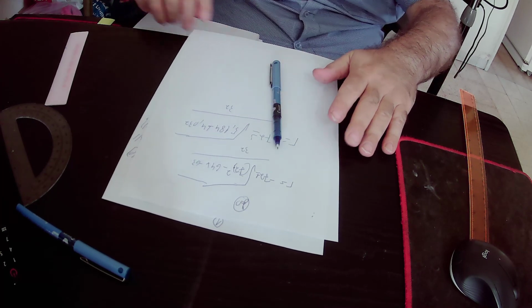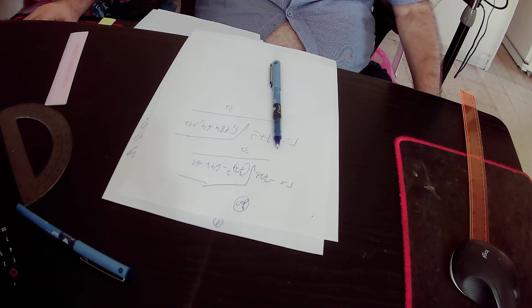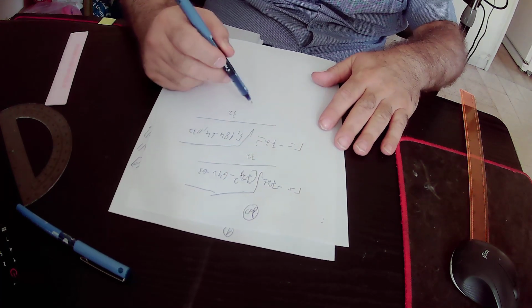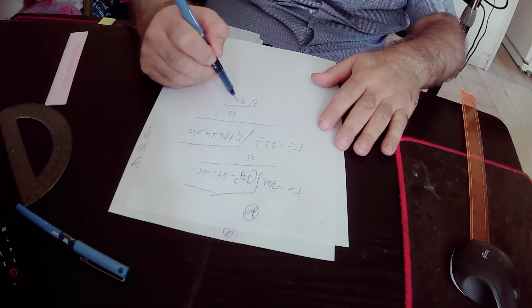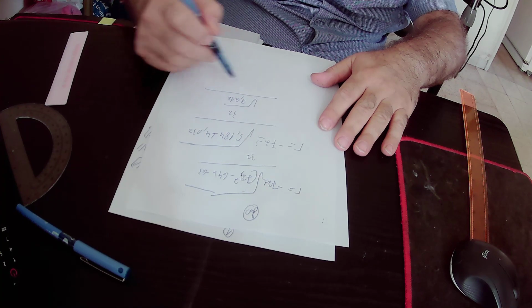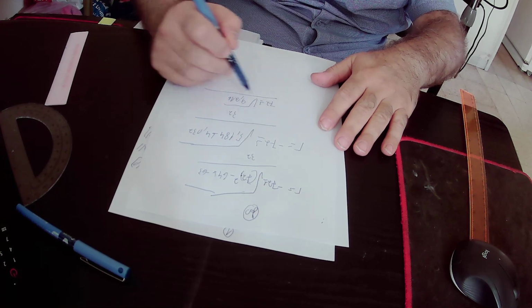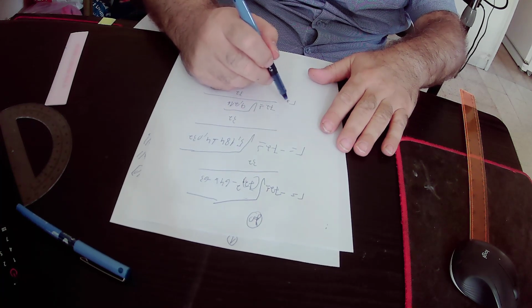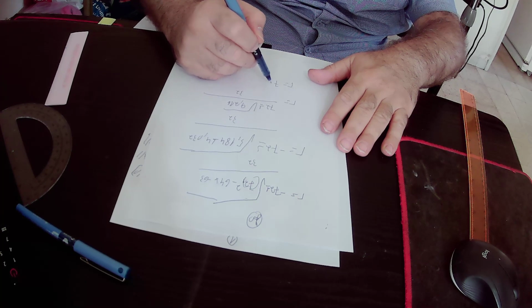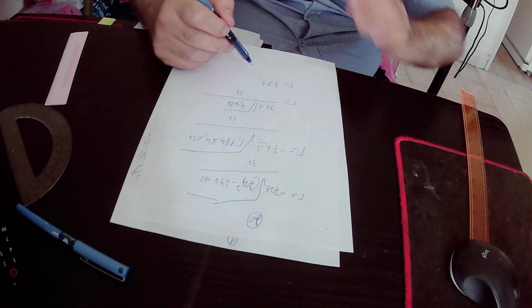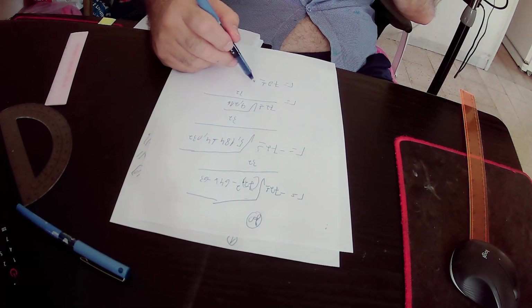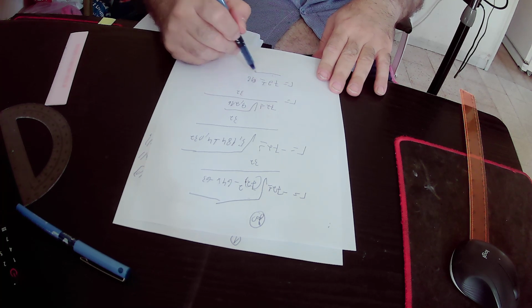And 4,032 plus 5,184 is 9,216. So we get that R equals minus 72 plus minus the root of 9,216, which is 96, over 32.